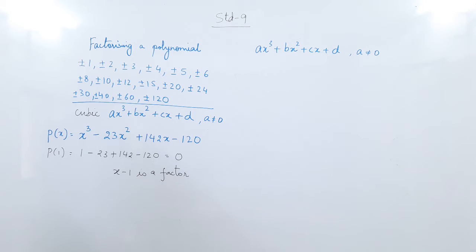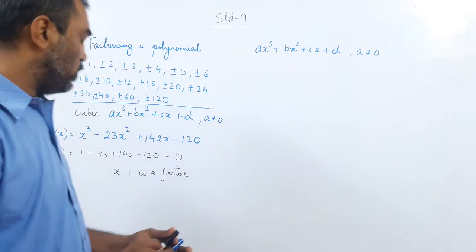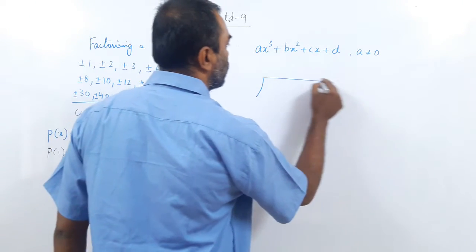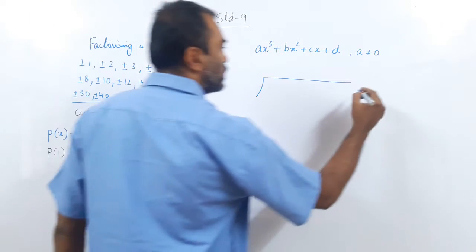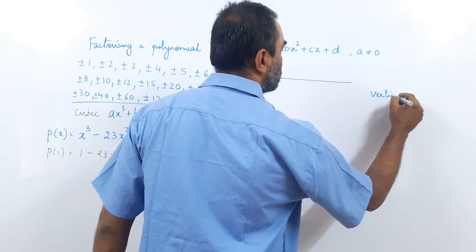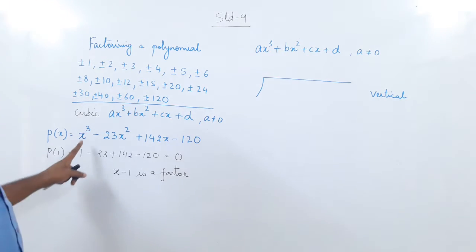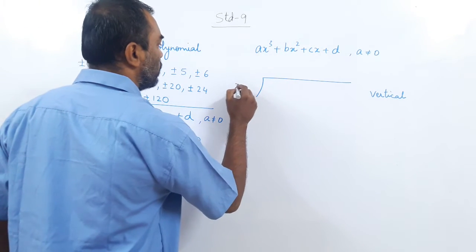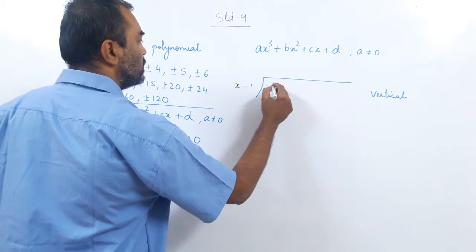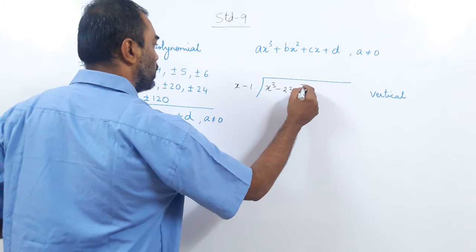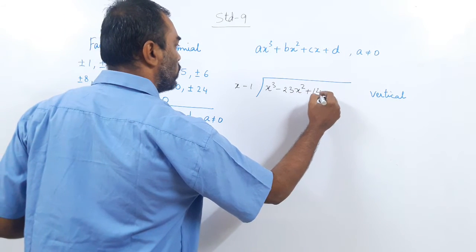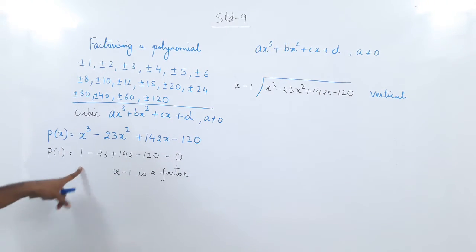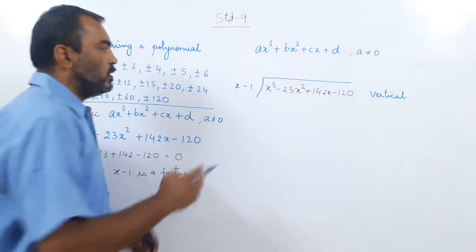So after this comes the long division. In that also there are two methods possible. First I do the long division and then I do the horizontal. So there is a vertical division also and a horizontal division also. So first I am going to do the vertical division. Okay, vertical. So we have got that x minus 1 is a factor and the sum is x cube minus 23x square plus 142x minus 120. So first we found out x minus 1 is a factor. So one factor we have got. Now we start.